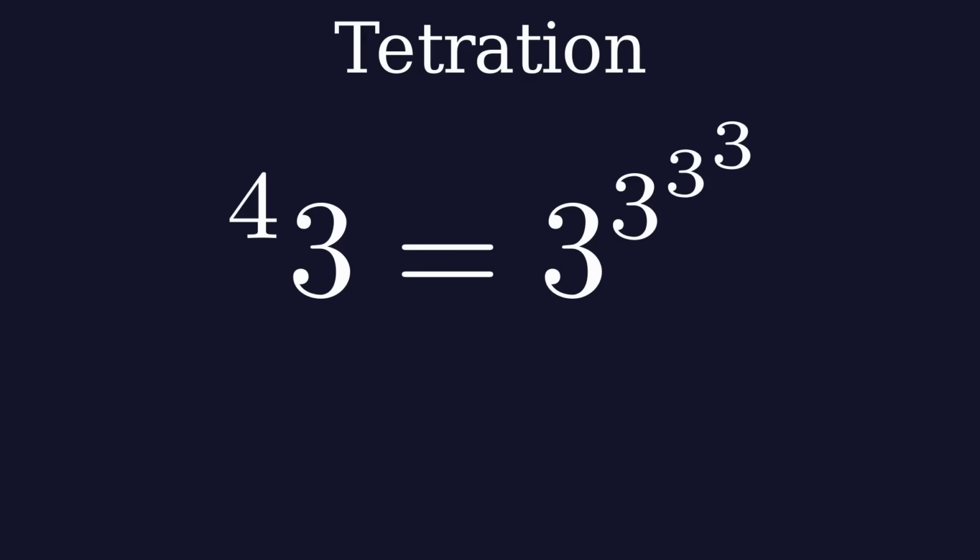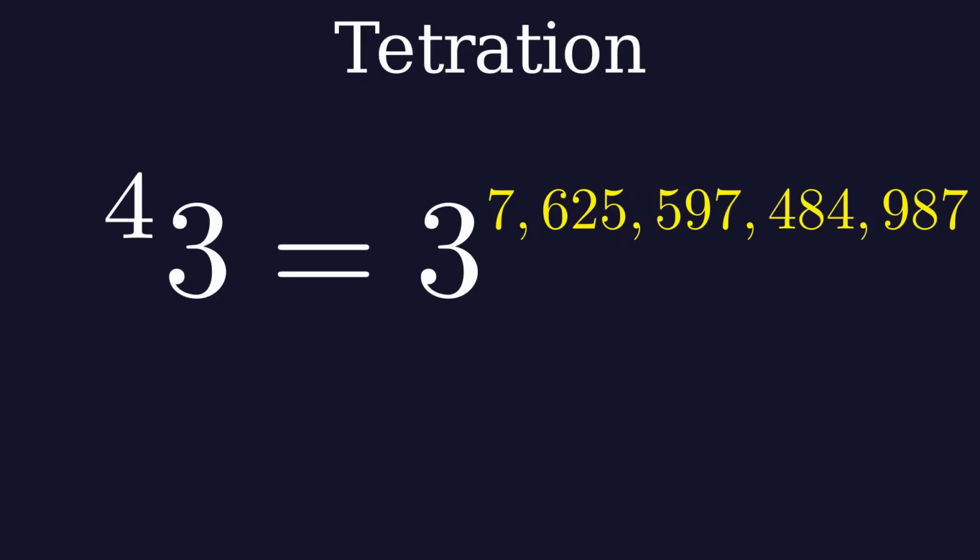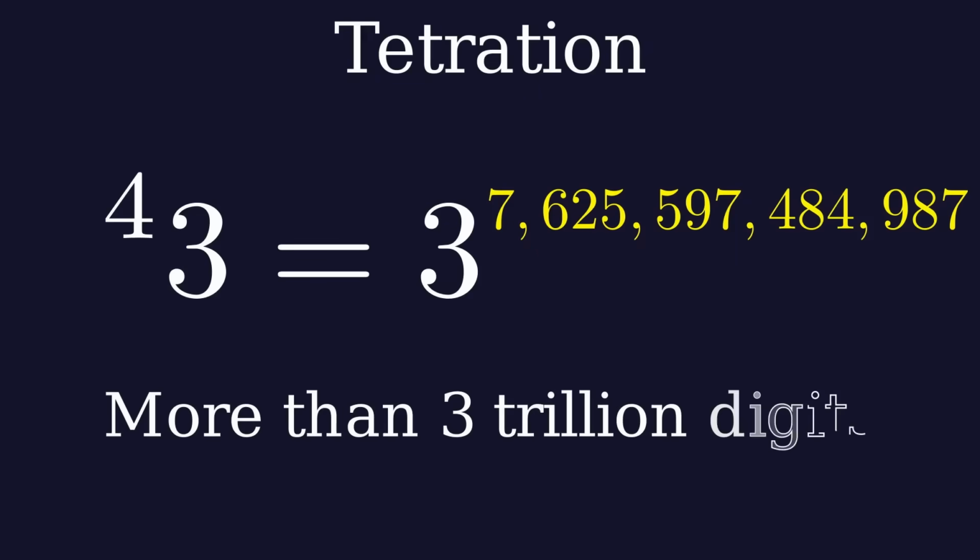For example, 3 tetrated to 4 is a tower of 4 threes. To evaluate the tetration, we always start from the top. So 3 to the power of 3 is 27. 3 to the power of 27 is already equal to more than 7 trillion. Multiplying 3 by itself this many times results in a gigantic number. This number has over 3 trillion digits.